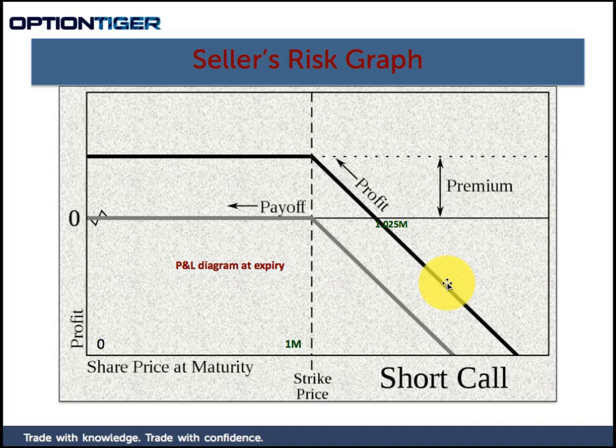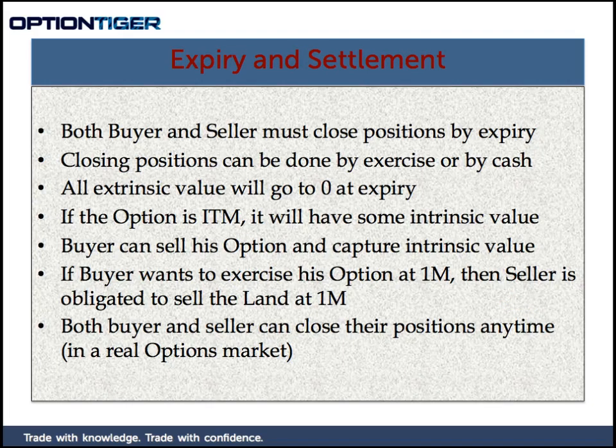So this is how you would look at risk graphs. This is how you would plot it. This is how you would need to study it. And then what we're going to do now is to look at the expiry and settlement obligations of both the buyer and the seller.